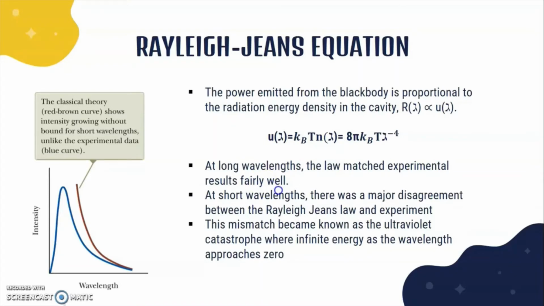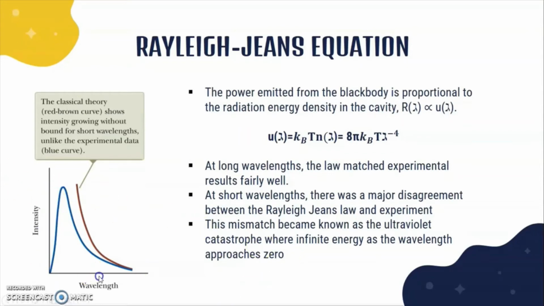At long wavelengths, the law matches experimental results very well. At short wavelengths, there was a major disagreement between the Rayleigh-Jeans law and experiment. This mismatch became known as the ultraviolet catastrophe, where infinite energy is predicted as the wavelength approaches zero.